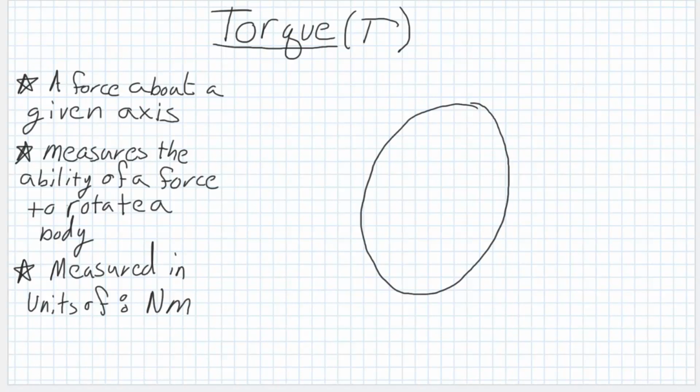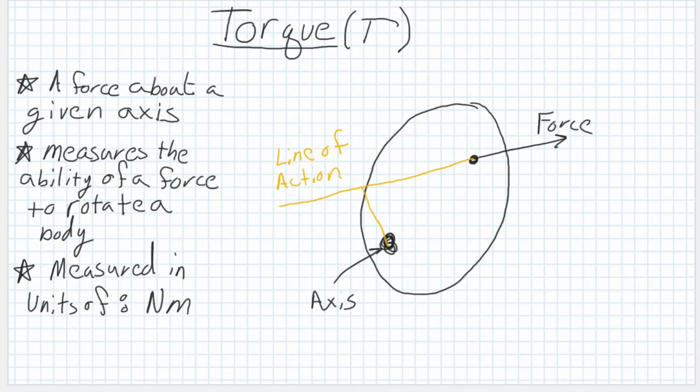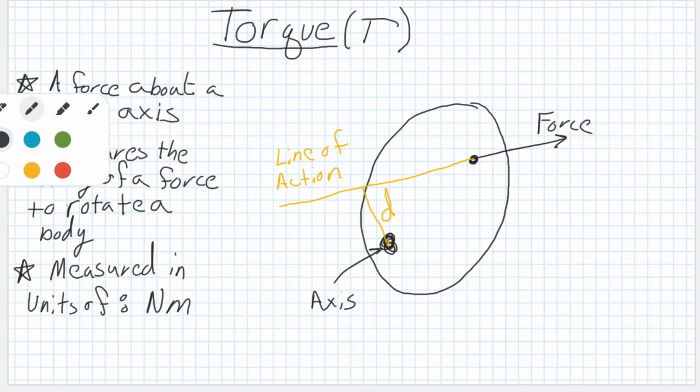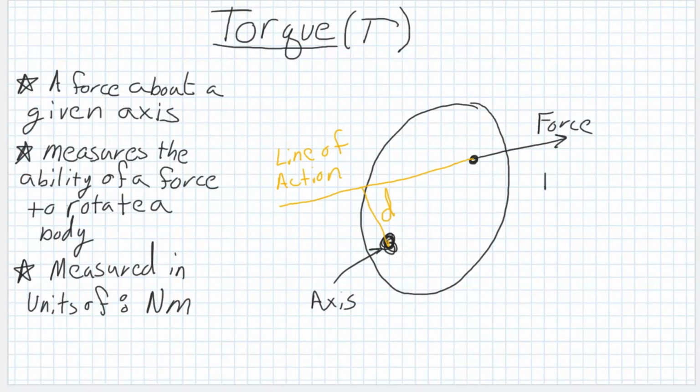There's two ways of measuring torque. So if this is my axis for this egg-shaped body, and I apply a force vector from this point in this direction, I can find the torque by drawing a line of action through my force vector, and then drawing a line normal to my line of action to my axis, which we'll call d. The length of this line is d. So the torque acting on this egg-shaped body would be the force times d.